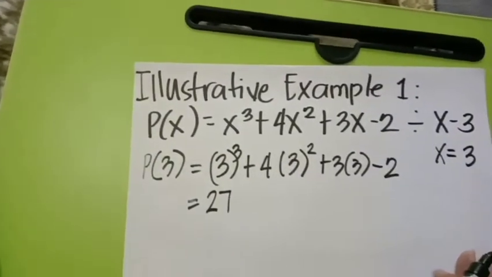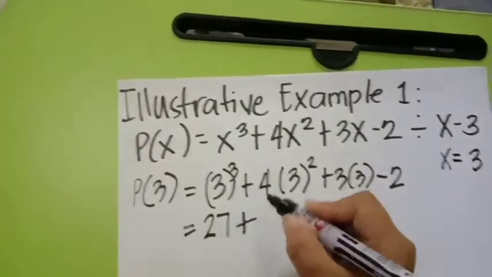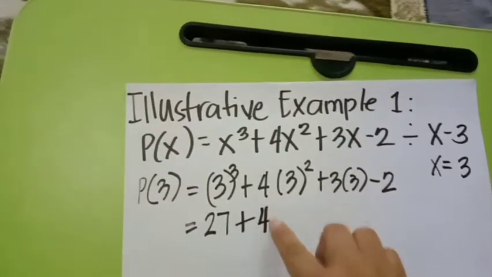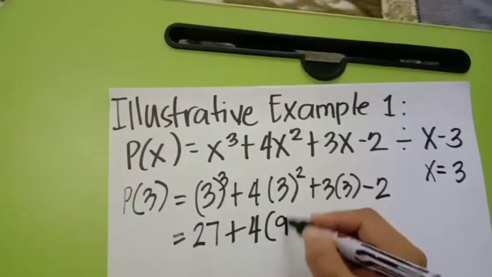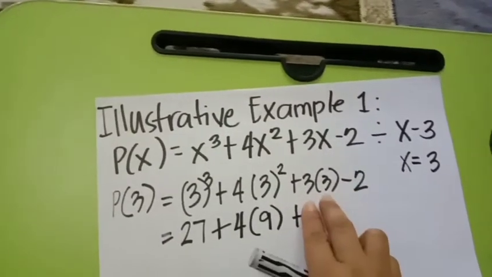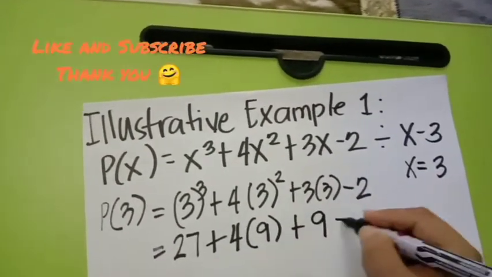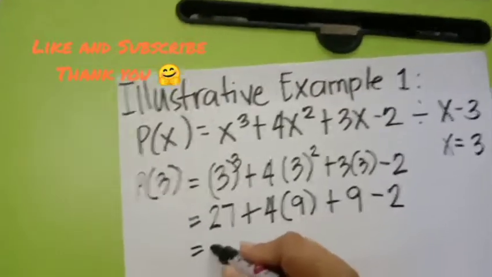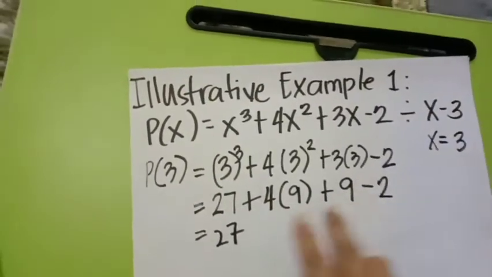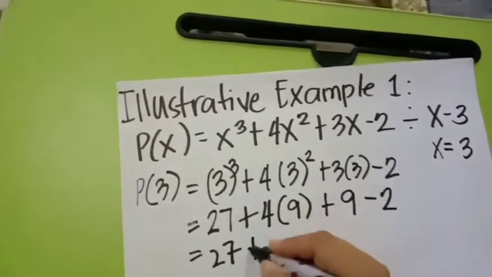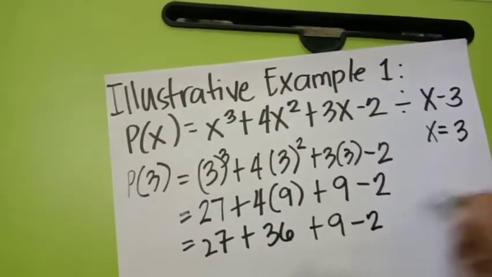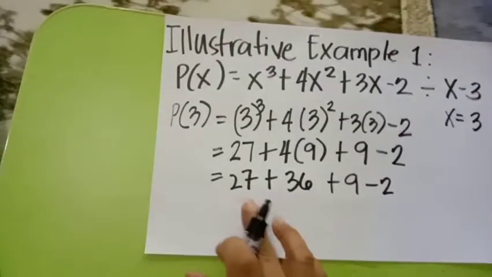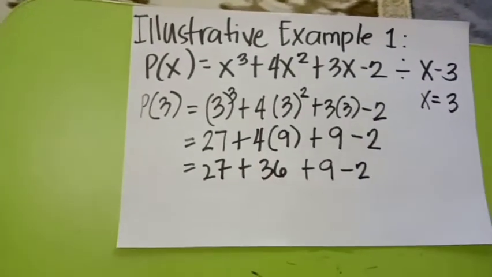3 times 3, 9 times 3, 27. Then, you bring down 4 first. I-bring down mo muna yung 4. Then, simplify 3 squared, and that is 9. Then, what is 3 times 3? 9, then minus 2. Then, bring down muna natin yung 27. 4 times 9 is 36. Then, plus 9 minus 2. Then, let us solve this. 27 plus 36 plus 9 minus 2.